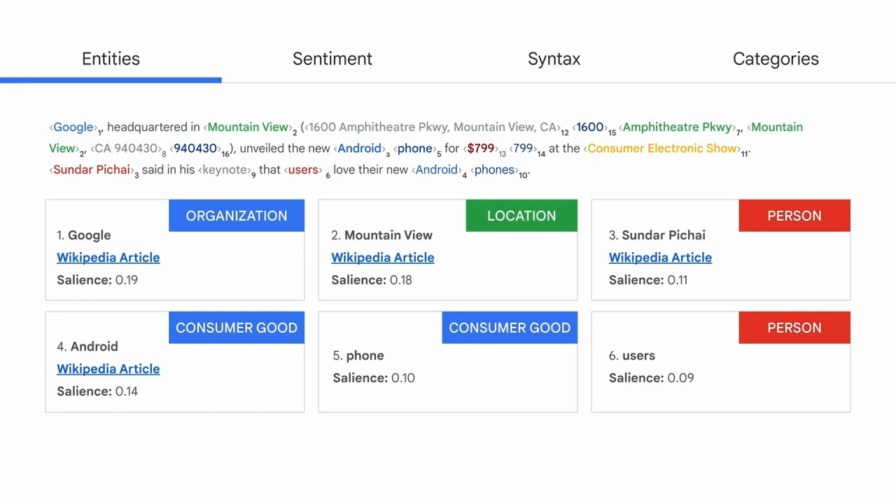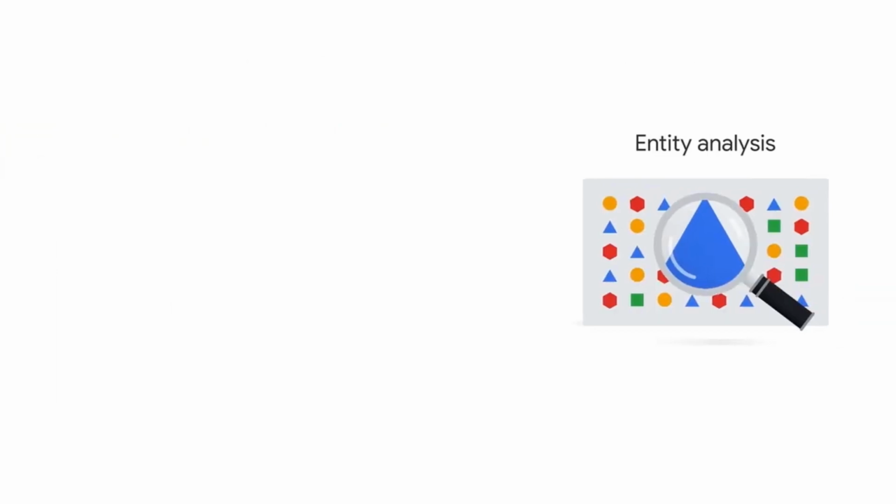In this case, Natural Language API automatically detects Google as an organization, Mountain View as a location, and Sundar Pichai as a person. Common nouns such as goods are also addressed. In this case, it identifies Android and phones as consumer goods. How can entity analysis be applied to solve your business problems?